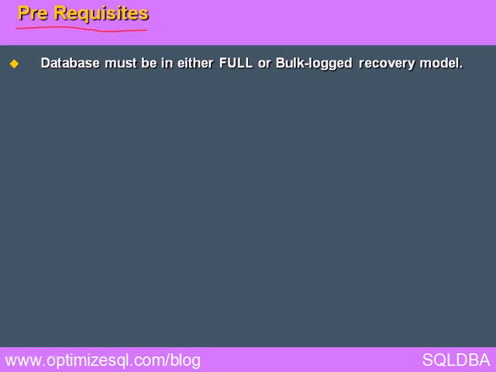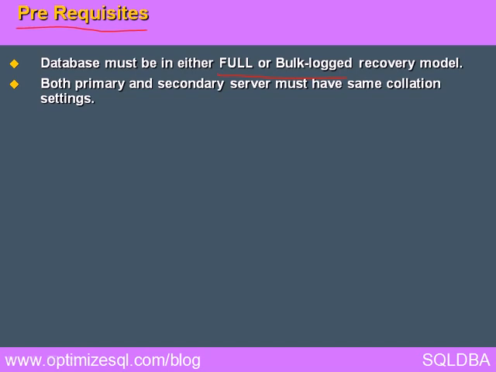See what the prerequisites are to configure log shipping. Very simple prerequisites. One is the database must be in either full or bulk-logged recovery model. We have seen already that in simple recovery model, log backups are not allowed, so log shipping cannot be implemented. Both the primary and secondary server must have the same collation settings and case sensitivity settings. We have already seen server level, CI, CS, something like that, case insensitive, case sensitive.